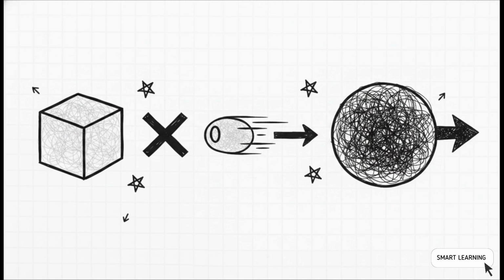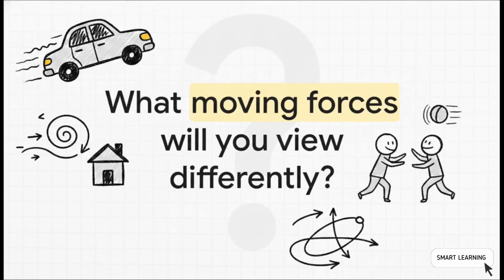And finally, the golden rule. Greater mass or greater velocity always means greater momentum. These are the absolute fundamentals of how moving objects behave. Which brings us to a final thought for you to chew on. Knowing that absolutely everything moving around you possesses a specific, calculable quantity of motion, what heavy or fast-moving forces in your everyday life are you going to view entirely differently now?